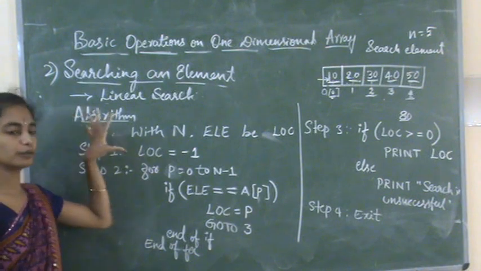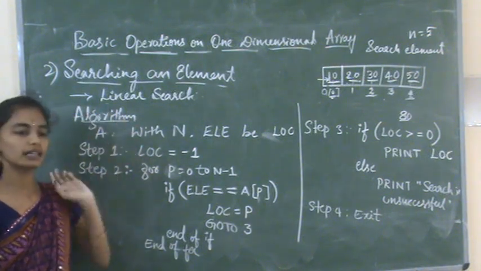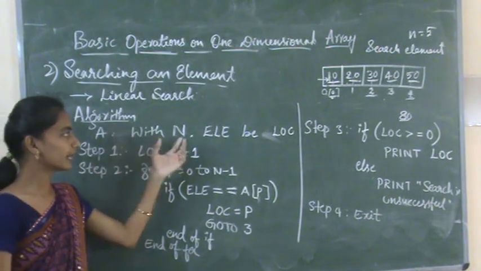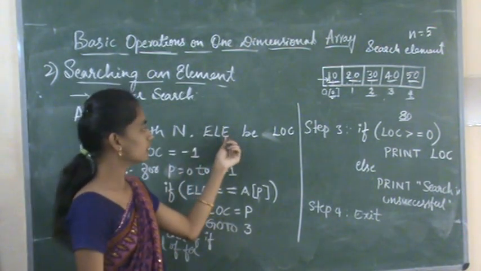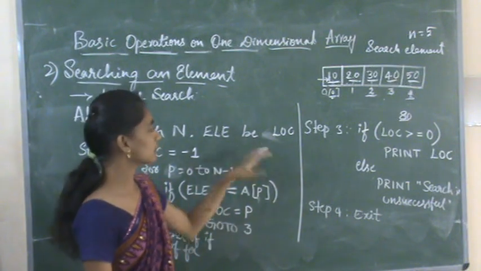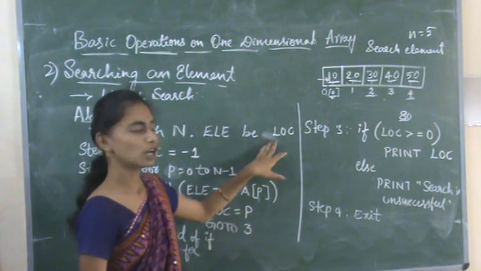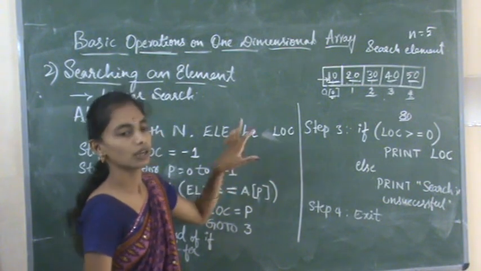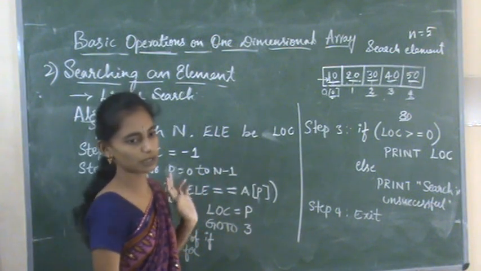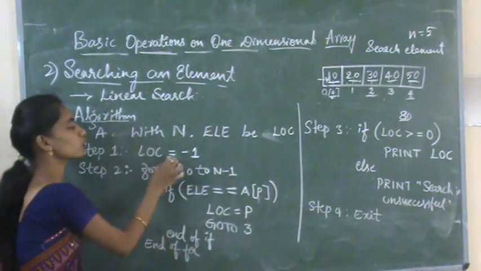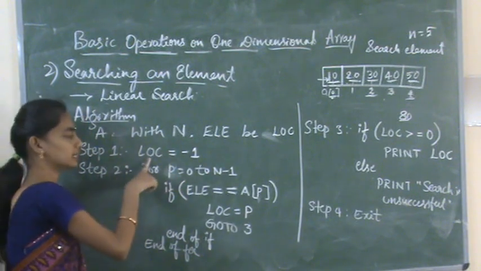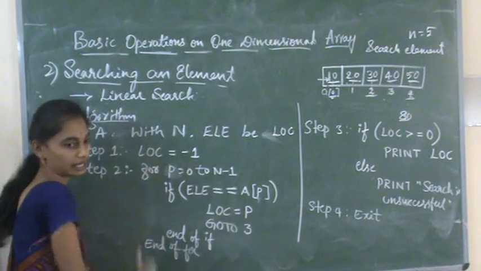Before writing the algorithm, we need to write a description: let A be an array with n elements, and let ENE be the search element. This algorithm will find the location LOC where the search element ENE is present. So the first step is LOC is equal to -1. Before starting, we need to initialize the location as -1.